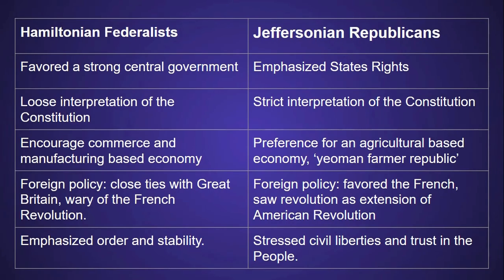To start, let's examine their views on the role of government in general. The Hamiltonian Federalists believed in the necessity of a strong central government, more akin to the British, while the Jeffersonian Republicans, always concerned about tyranny, emphasized states' rights and a limited central government.